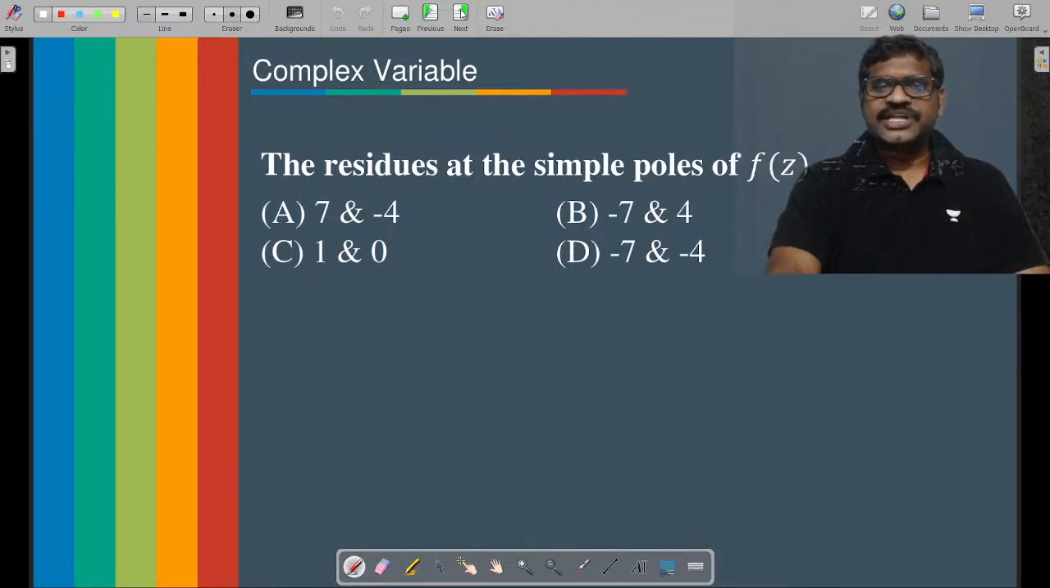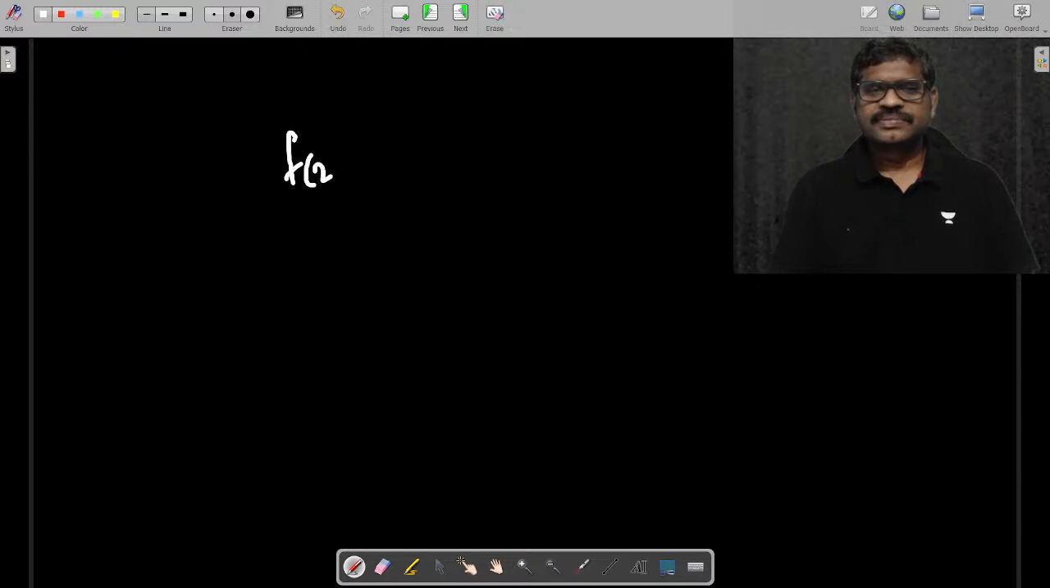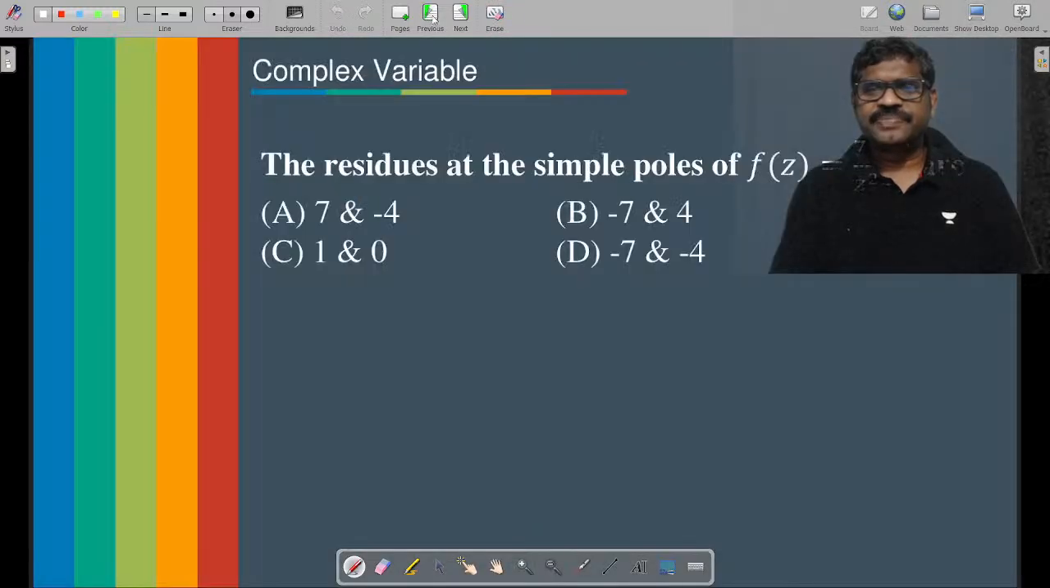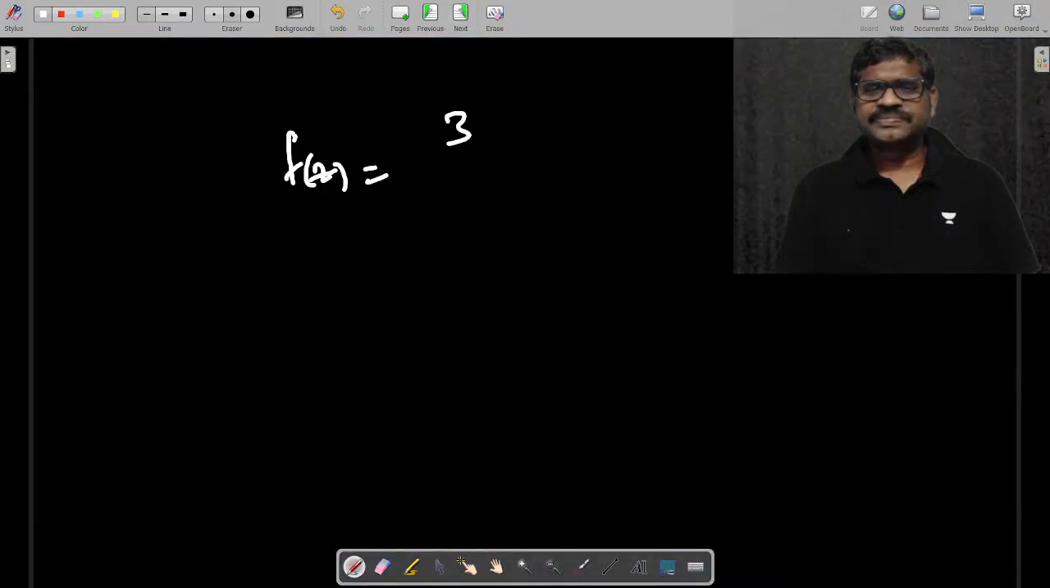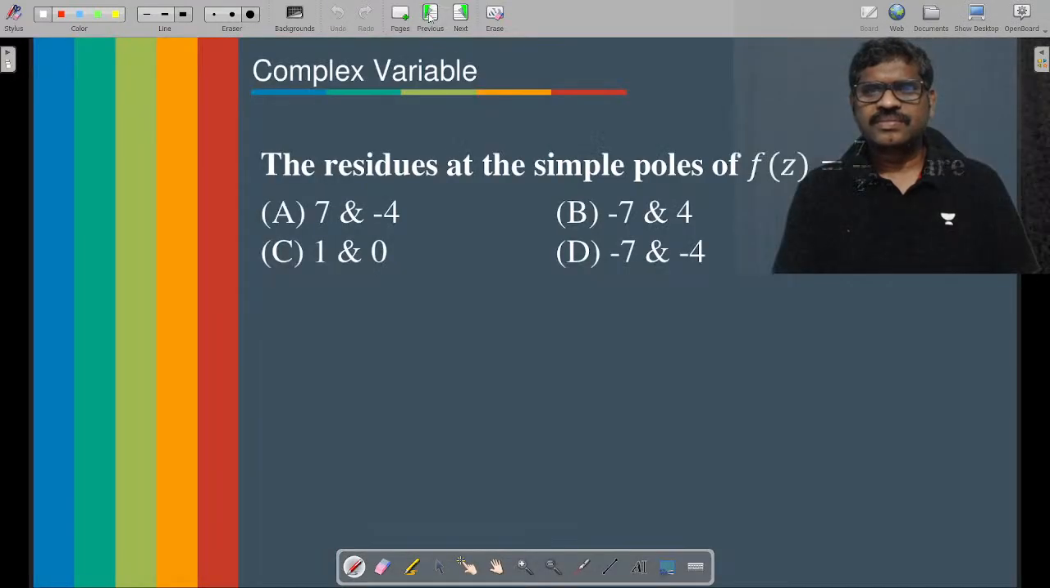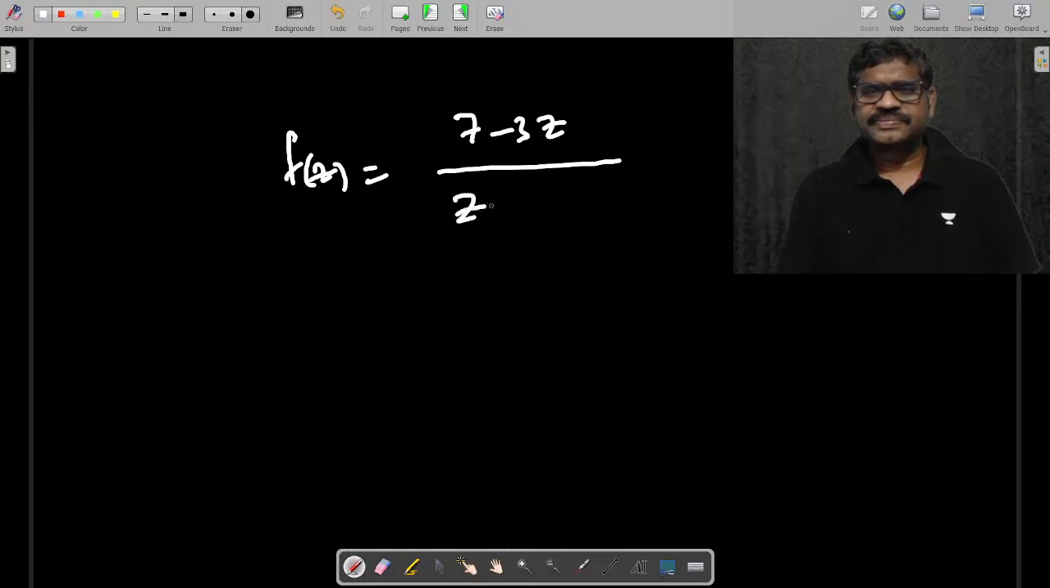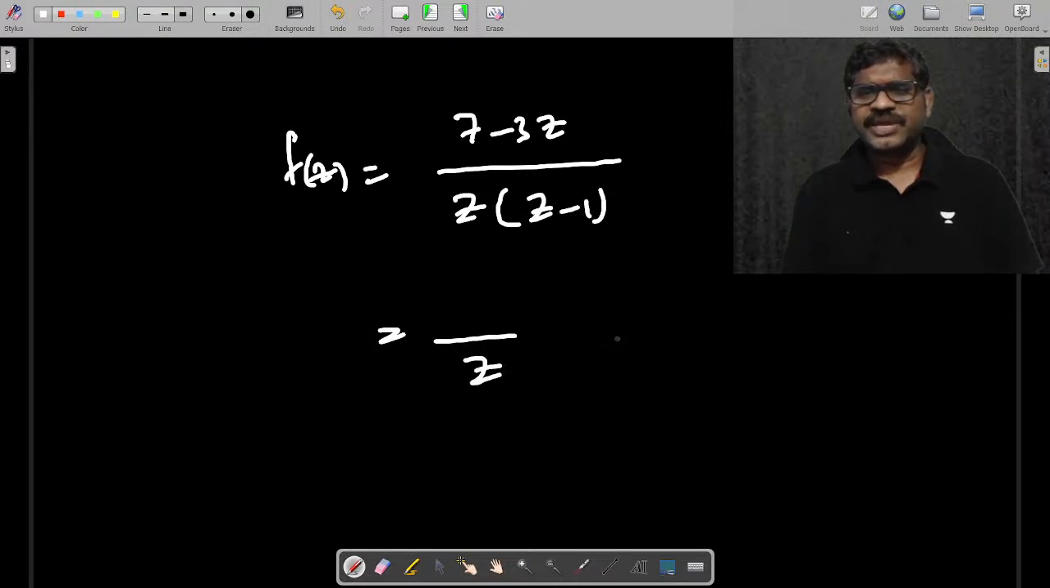Welcome to the revision course on Engineering Mathematics, Complex Variable. The residues at simple poles of f of z equal to 7 minus 3z by z square minus z are. f of z is 7 minus 3z by z square minus z, that is a by z plus b by z minus 1.